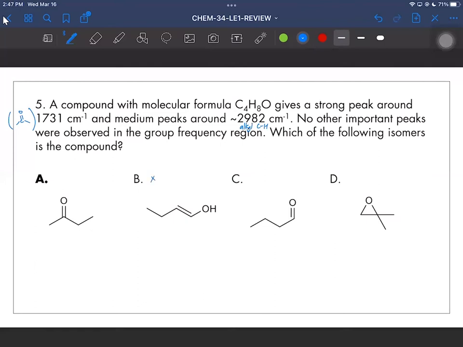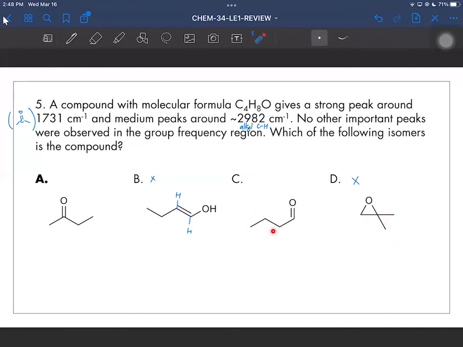We do not find an alcohol here since wala tayong alcohol stretch around 3500. Wala din tayong sp2 CH. These hydrogens dito would also have a peak around 3100 na wala dito, so it cannot be an enol. It also is not an epoxide. The connections in epoxides are all single bonds. We would expect yung connections dito to be in the fingerprint region. Walang peaks masyado sa group frequency region, so it cannot be an epoxide as well.